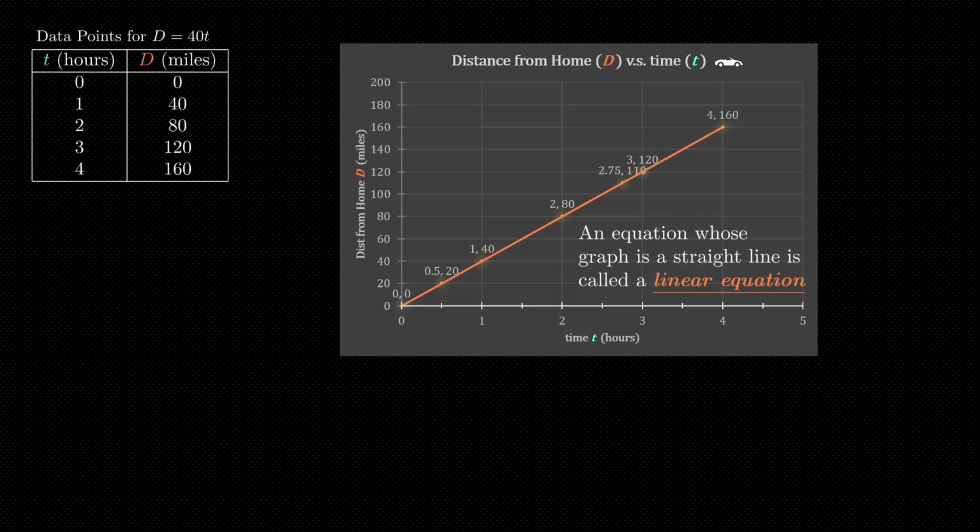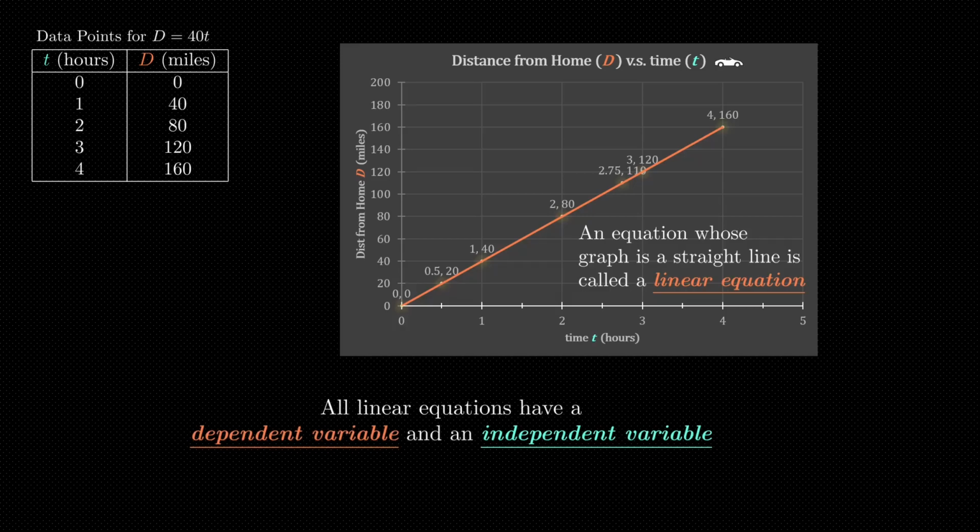Before we move on, I want to introduce some more vocabulary and some symbols you're likely familiar with already. All linear equations have a dependent variable and an independent variable. The independent variable is a quantity that we choose or control the value of, like how many hours we drive, or how many haircuts we do. And the dependent variable is a variable that responds to what the value of the independent variable is, like how distance from home responds to t, or how profit responds to n.